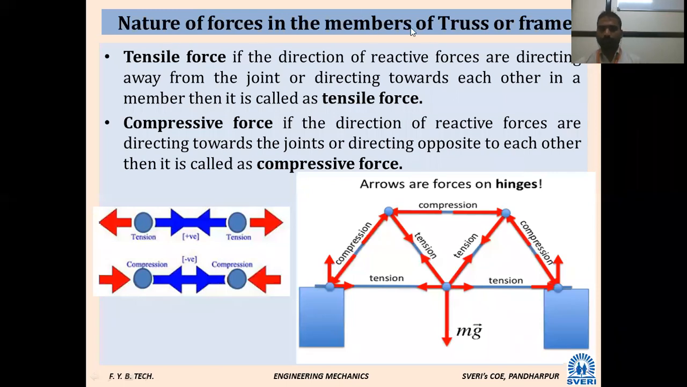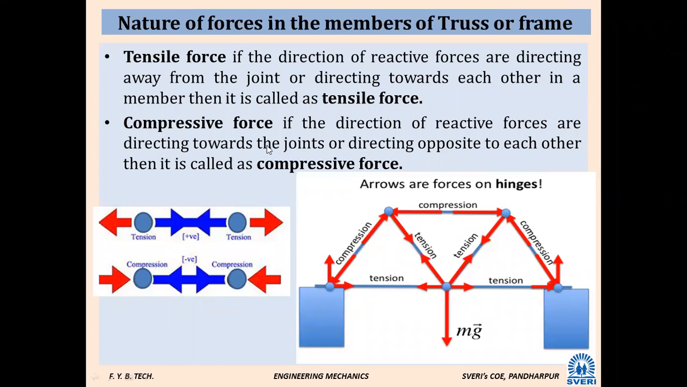Okay, nature of forces. What is this nature of forces? The nature of forces in the members of a truss or frame is one tensile force and one compressive force. If the direction of reactive forces is directly away from the joint, then it is called a tensile force. Consider this is a joint. The force is going away or towards? Going away. Away from the joint means it is tension.